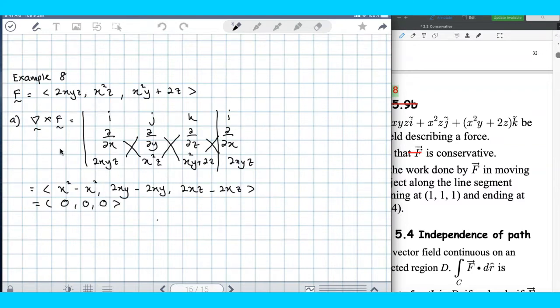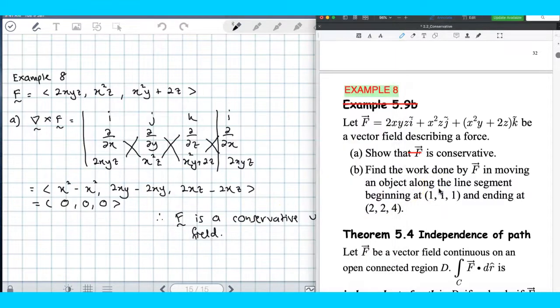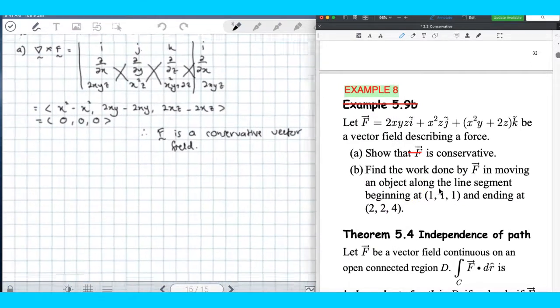So we can conclude that F is a conservative vector field. Okay, so now look at part B.